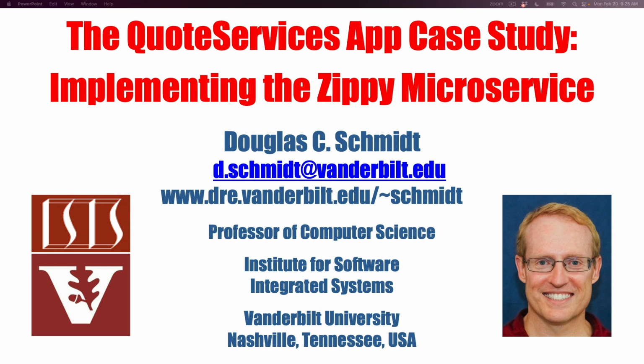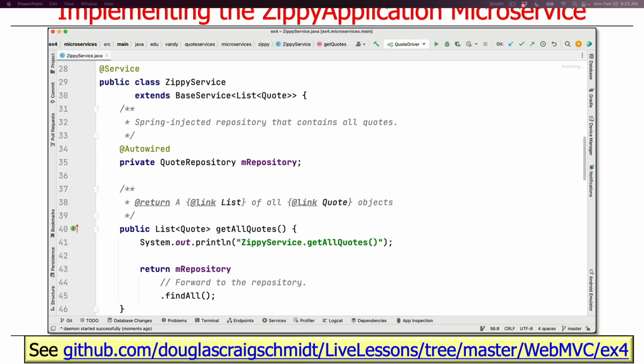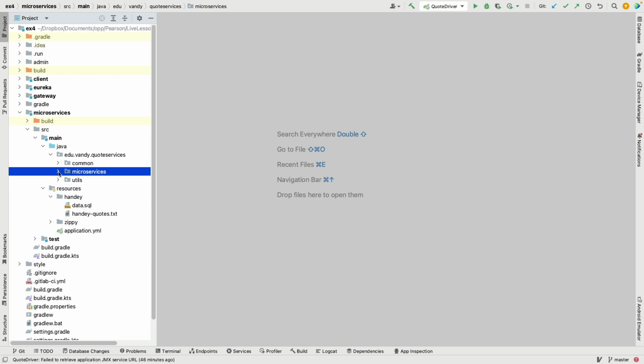So we're now going to walk through the implementation of the Zippy microservice, focusing particularly on its use of persistent mechanisms. And this will demonstrate how the Java persistence architecture can be integrated in with other aspects of Spring and Java. And as usual, you can get the code in the EX4 project in my WebMVC folder in my LiveLessons GitHub repository.